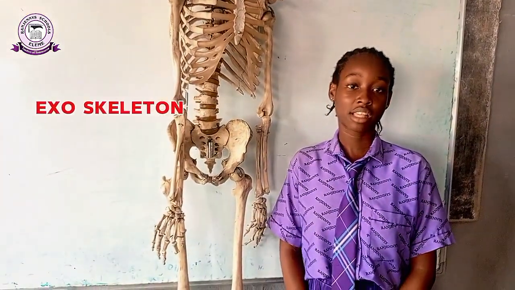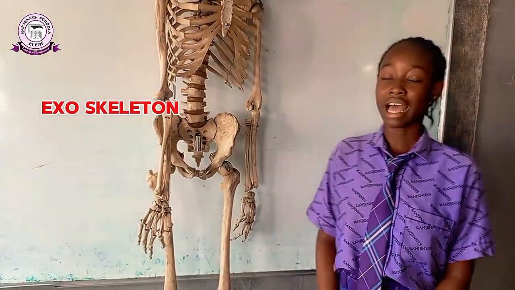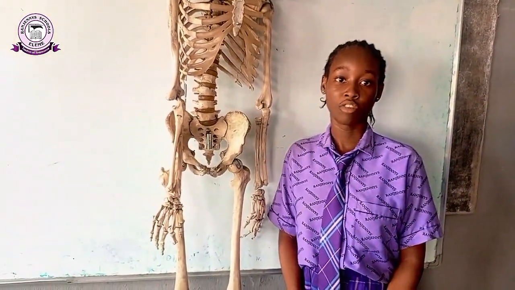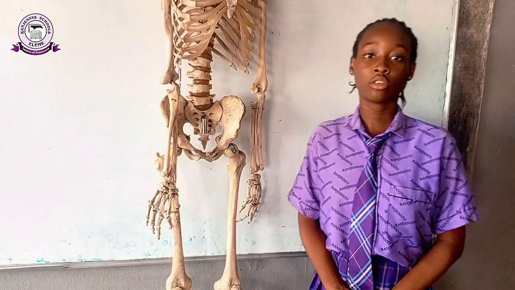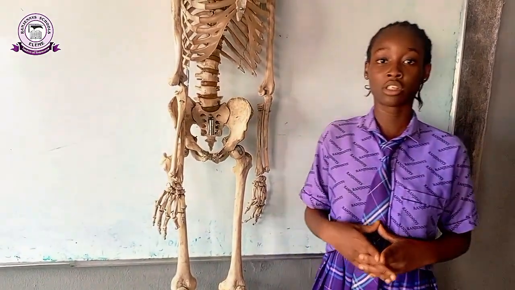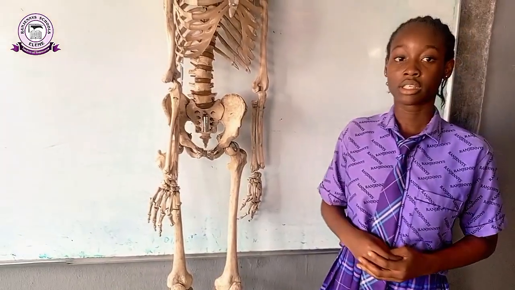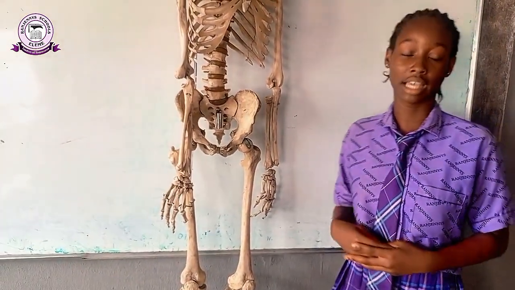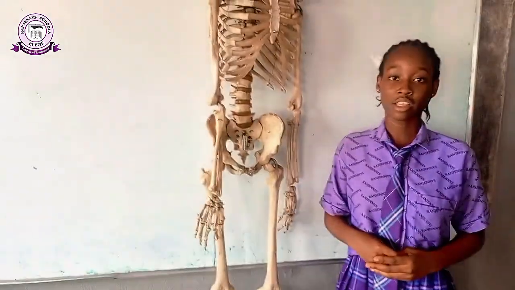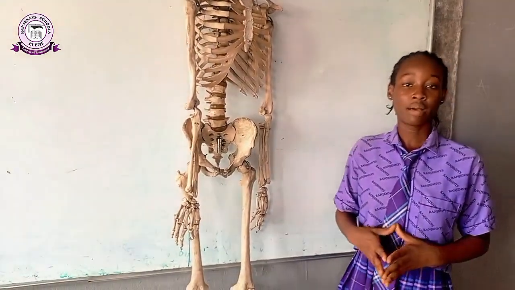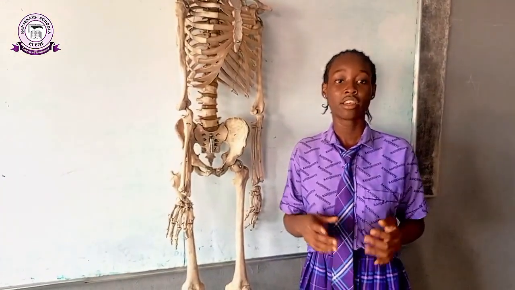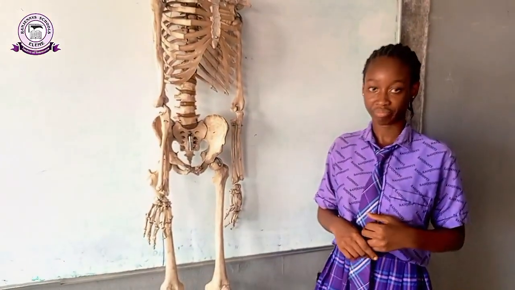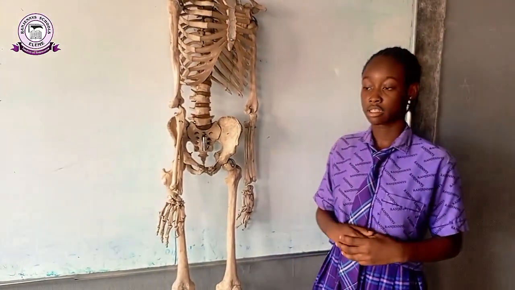Exoskeleton. The exoskeleton is a type of skeleton found outside or in the external part of the organism. Organisms with this type of skeleton only grow through a process called molting or ecdysis. In this process, the organism sheds off its old skeleton, grows, and later is covered with a new one. Examples of organisms with this type of skeleton include arthropods like crayfish, crab, and insects like cockroach, butterfly, etc.